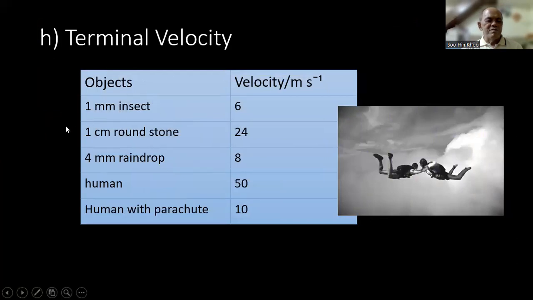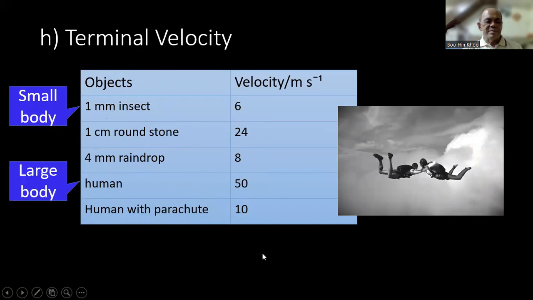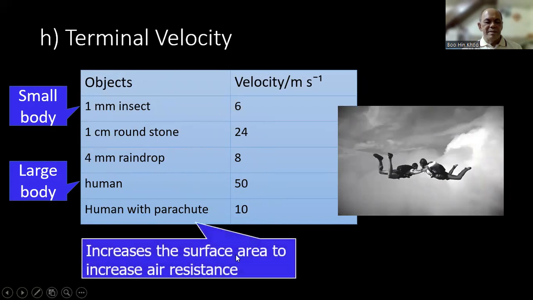You can observe terminal velocity for an insect. A 1 millimeter insect is 6. Round stone 24. Raindrop 8. Human is 50. Right? A human being is heavier and larger. A human with a parachute is 10 only. So for a small object, terminal velocity is very small. For a large object, for example a human, it is quite large. Increase the parachute, that means you increase the surface area to air resistance, so terminal velocity becomes smaller.